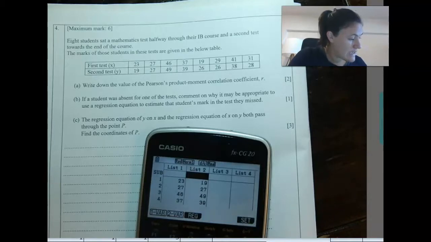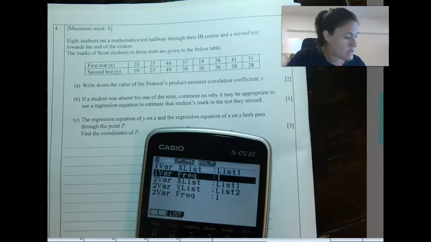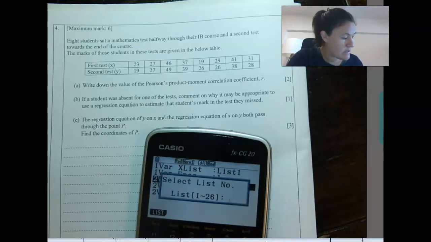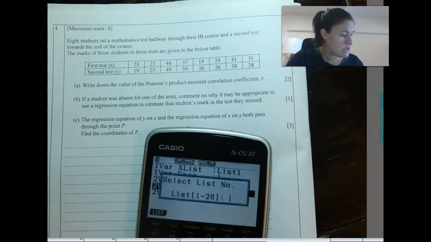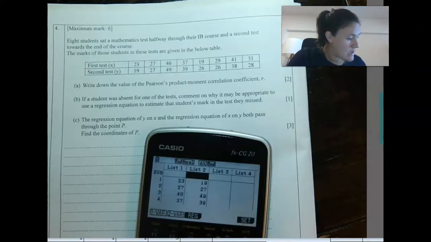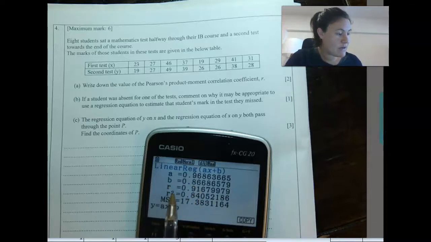we go to Calc, and a key thing here is to check the setup. So we've got 2 variables. We need to make sure that our X list is in list 1. If yours doesn't say list 1, then press this button and press 1, and that your second variable is in list 2. So press list 2. The second variable frequency should be set to 1. So exit out of that, and we're going to go into regression and X, and I'm going to choose AX plus B. Here is where we can find our R value.